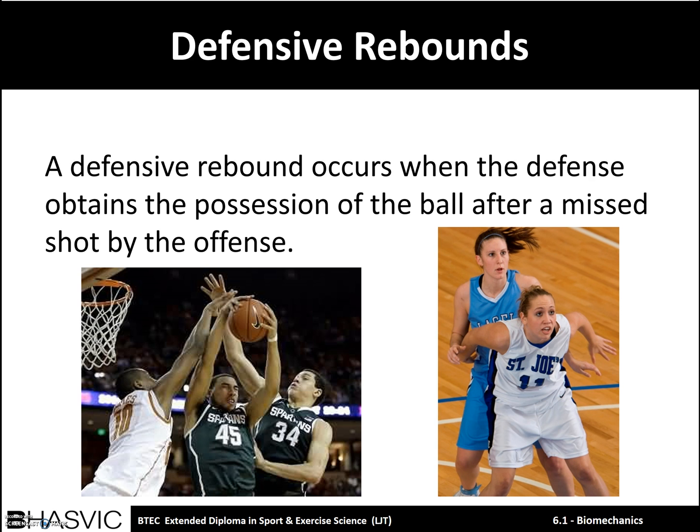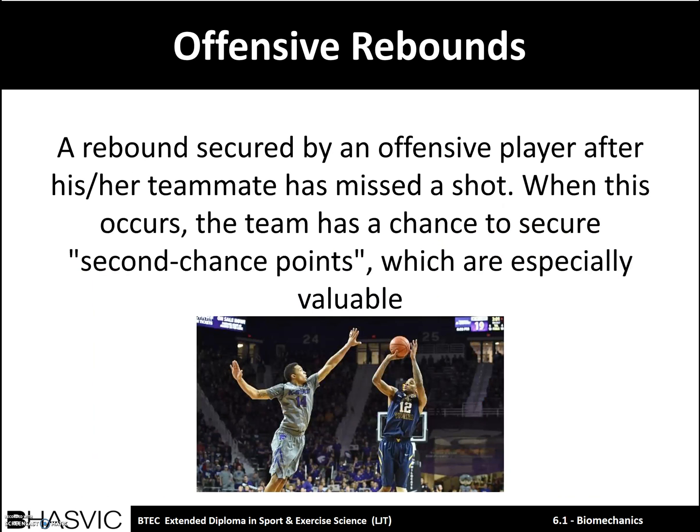Defensive rebounds occur when the defence obtains the possession of the ball after a missed shot by the offence. The forwards are the most important ones to this as they are usually the bigger people and so will be able to get these rebounds easier.